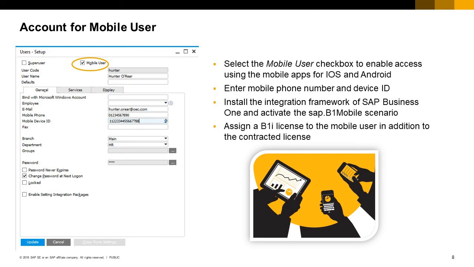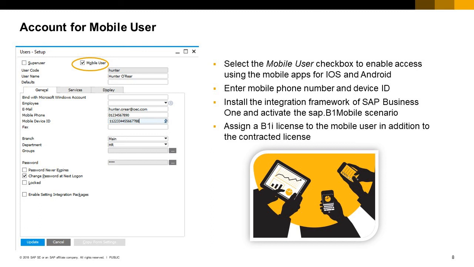To find the device ID, launch the SAP Business One mobile app on the device. In the Logon page, tap Settings. The device ID appears in the Device ID field, in the Logon Settings section. The mobile apps use the web services of the integration framework to connect to the database.